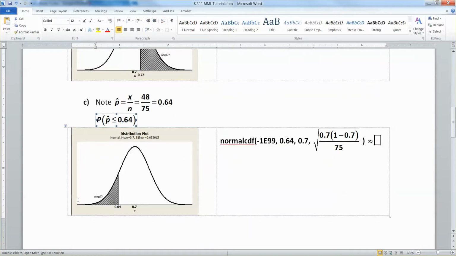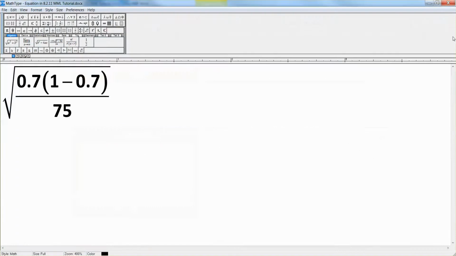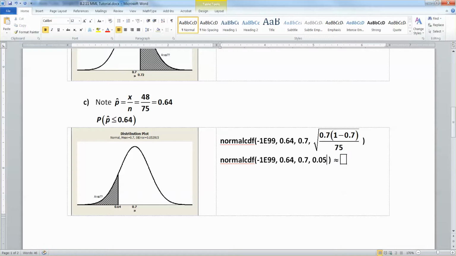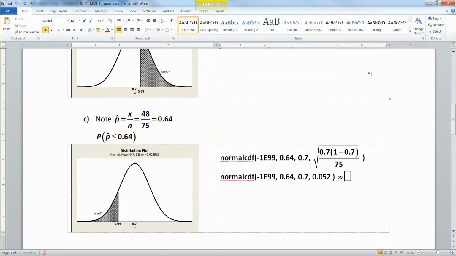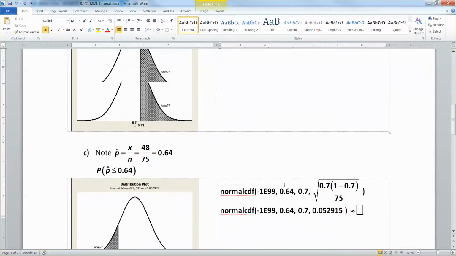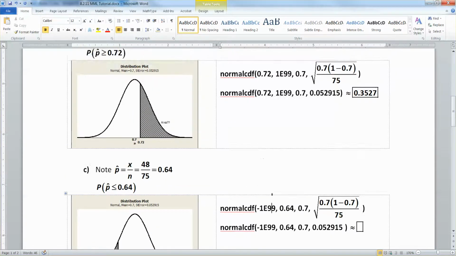So this time I'm going from -1E99 all the way up to 0.64. The mean is 0.7, and again you have an option of either typing in the square root of 0.7 times 1 minus 0.7 over 75, or 0.052915. Again, keep 6 decimal places there.